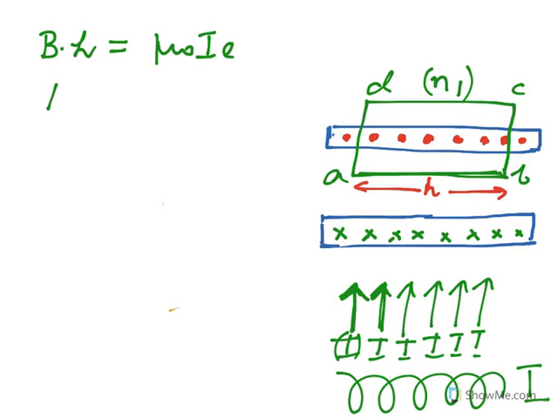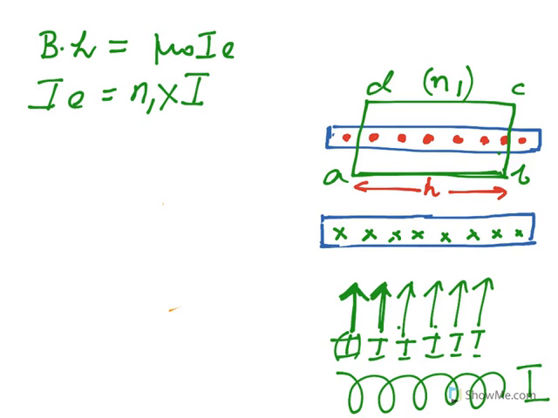So what is I enclosed? I enclosed is the number of turns enclosed into current I, because each of the turns can be thought of as a straight current carrying conductor.